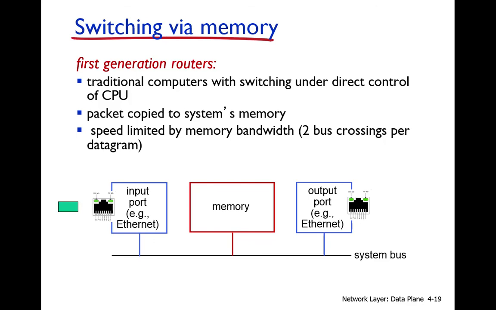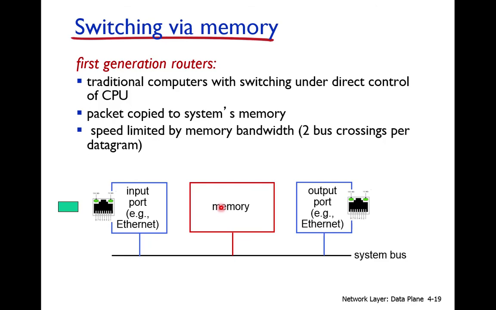Now switching fabrics through memory. How does this approach work? You know that a router is basically a computer system. We have different units and these units are interconnected through a system bus. When a packet arrives at an input port, the packet is examined for its destination IP address. The destination IP address is looked up in the table. If the matching entry is found, the packet should be forwarded to the output port. So when a packet arrives at the input port, that packet is stored in the memory.